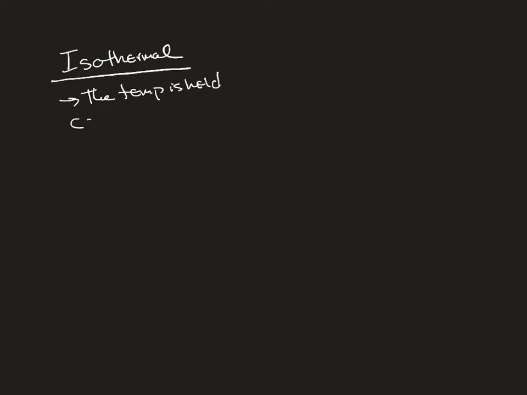Our next thermal process is going to be isothermal. In an isothermal process, the temperature is going to be held constant. And looking at our change in internal energy formula, since our temperature is held constant, the change in temperature is going to be 0, which means our change in internal energy is going to equal 0.